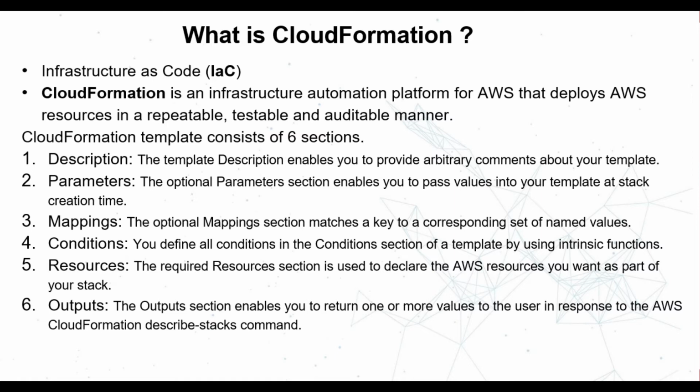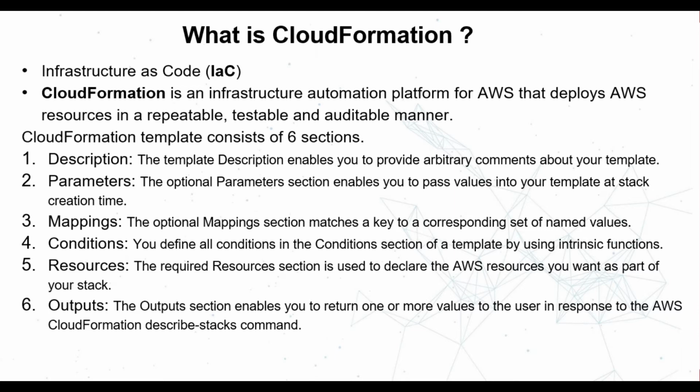Then there is the third section, that is the mappings. It simply matches a key to a specific value. For example, if you want to set values based on a region, you can create a mapping that uses a region name as a key and contains the values you want to specify for each specific region. So this is how the mappings section works.